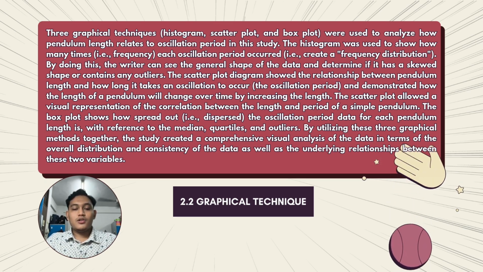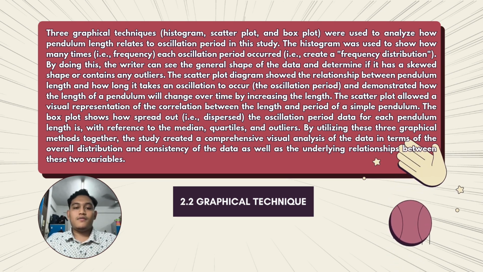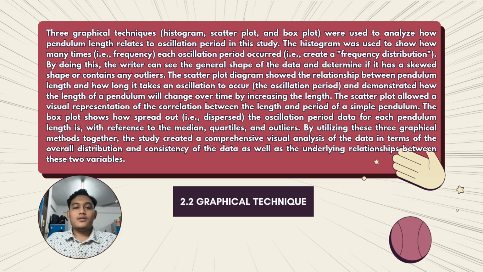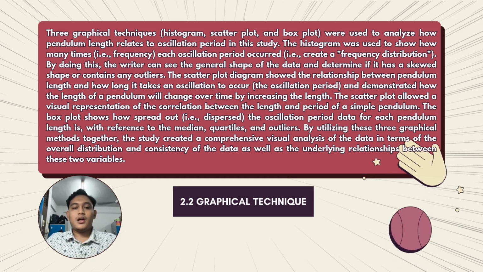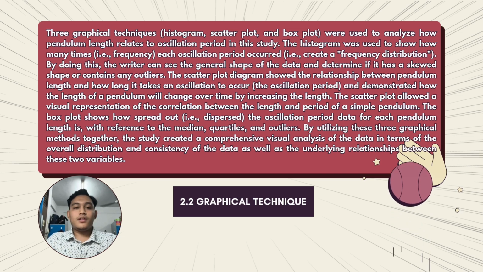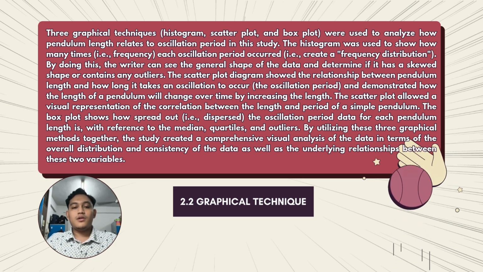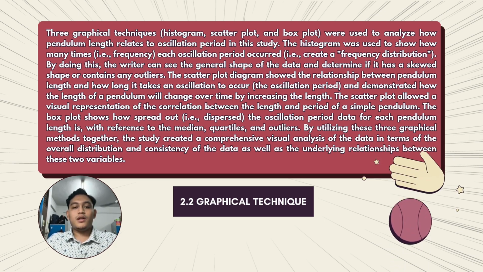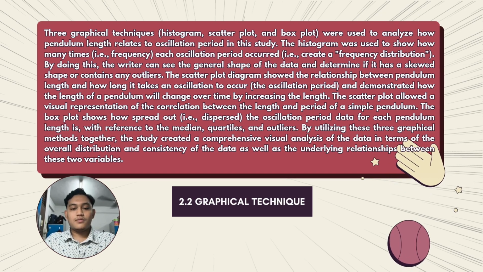The box plot shows how spread out the oscillation period data for each pendulum length is, with reference to the median, quartiles, and outliers. By utilizing these three graphical methods together, the study created a comprehensive visual analysis of the data in terms of the overall distribution and consistency of the data, as well as the underlying relationships between these two variables.